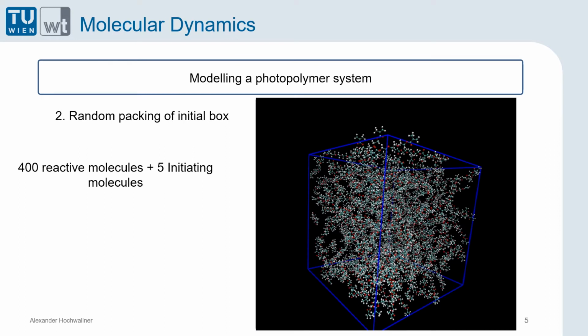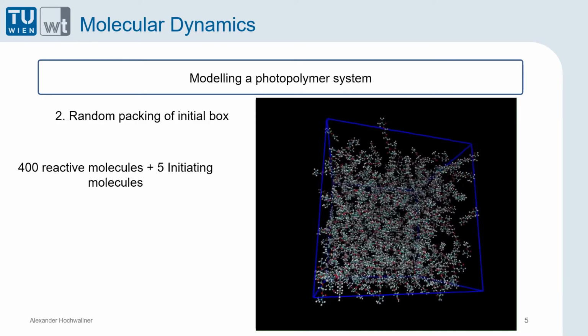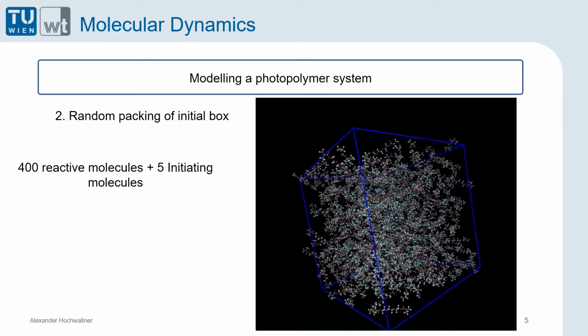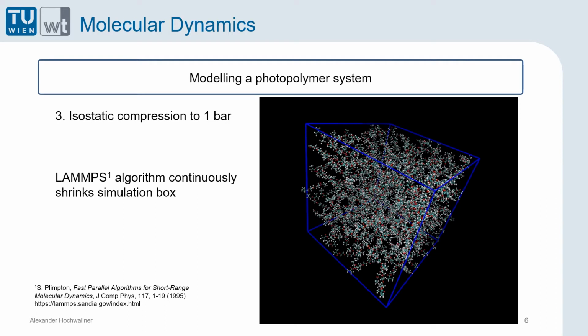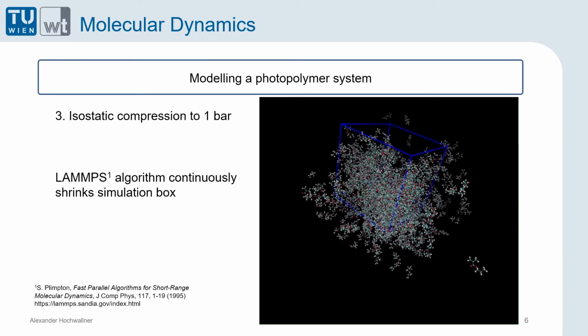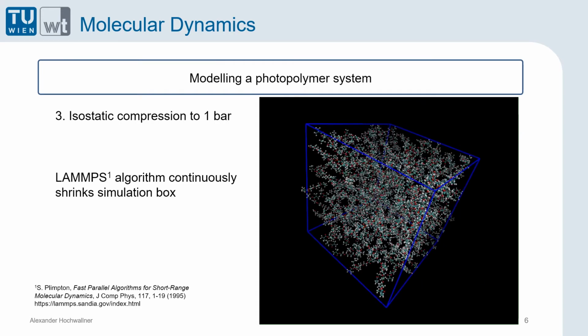The next step in modeling a photopolymer system is to define the initial box, which is done by a random packing of the molecules. Here you can see 400 reactive molecules plus 5 initiating molecules packed into a predefined box. To get realistic densities, it is then necessary to compress the simulation box with an external pressure of 1 bar, and this is done by the LAMMPS molecular dynamics algorithm, which simply shrinks the simulation box until 1 bar is reached.